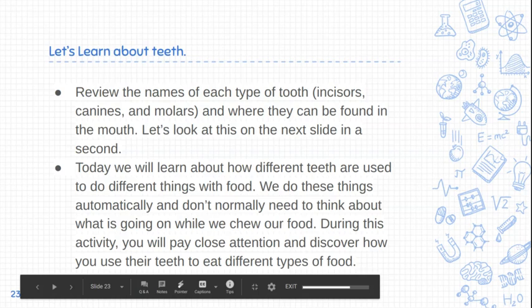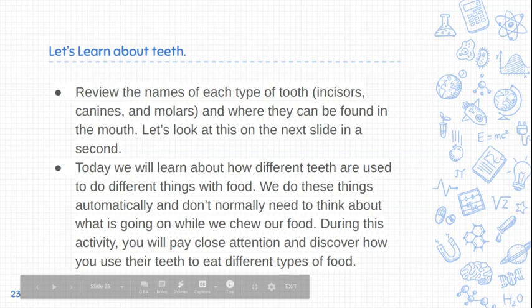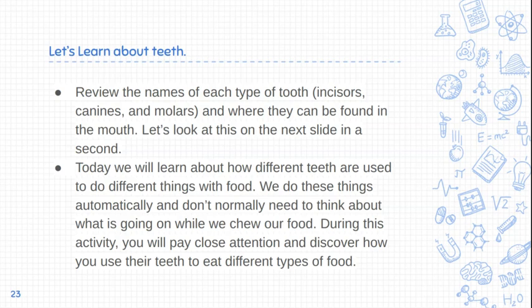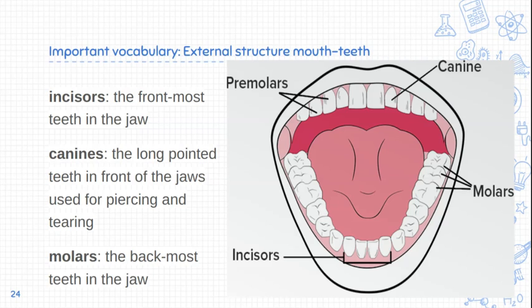Little do we know, our teeth isn't just our teeth. We have different parts and they do different things in our mouth. The different parts of our teeth help us eat all these different types of food. And then we're going to talk about an activity we're going to do to help us learn about these different types of teeth in eating different types of food. So let's check it out.